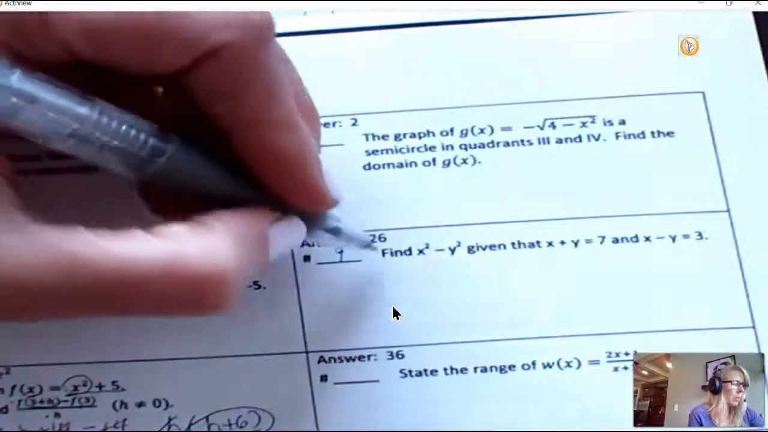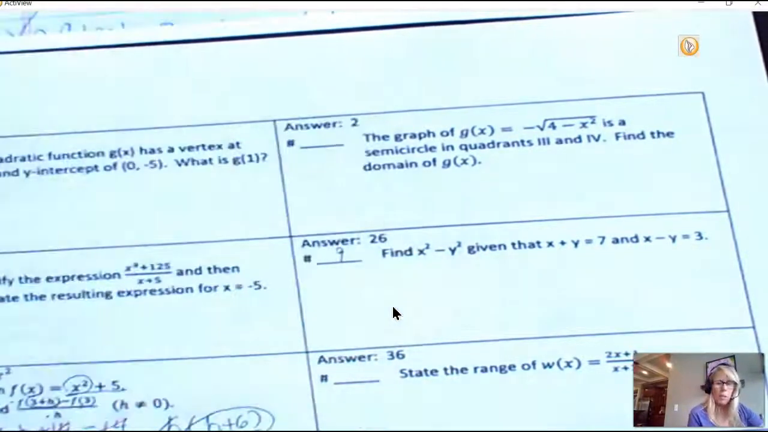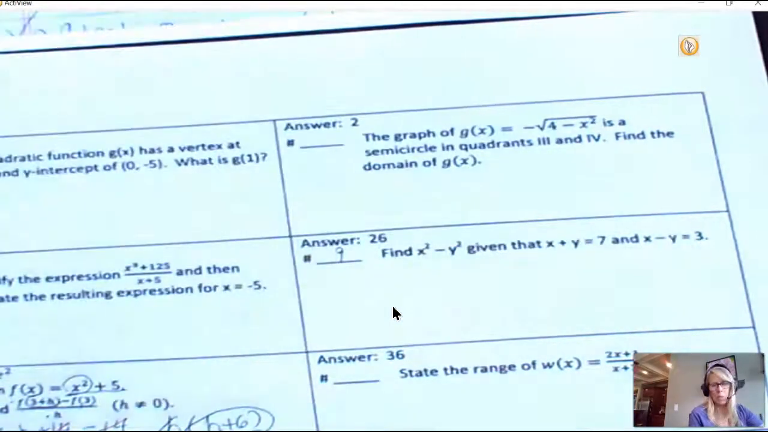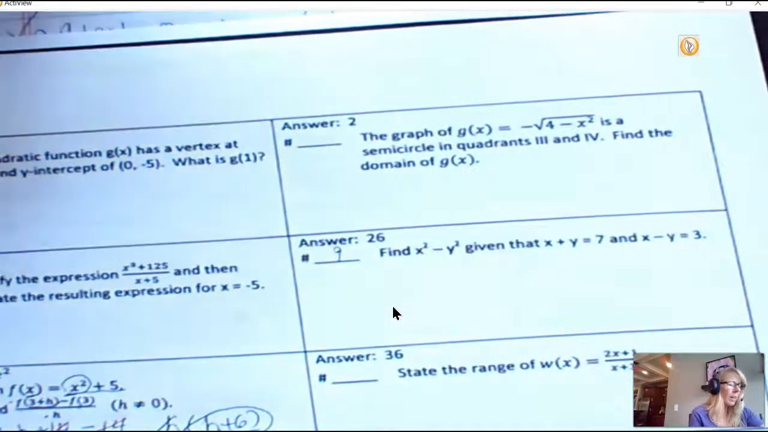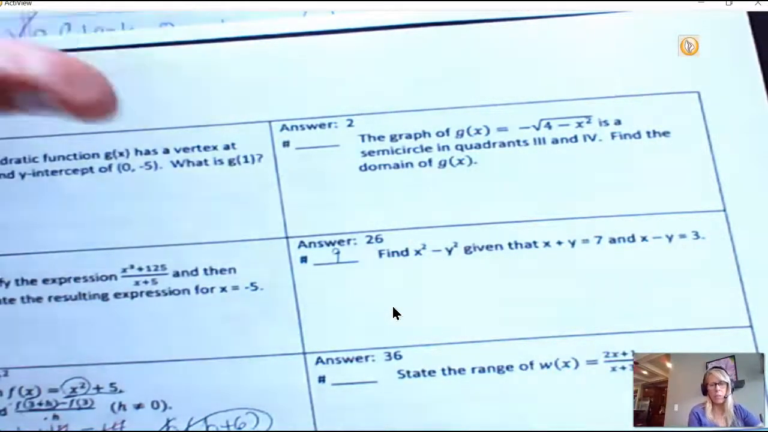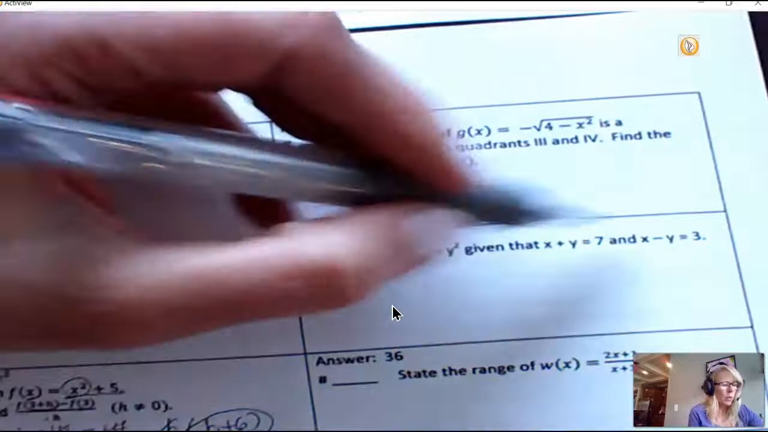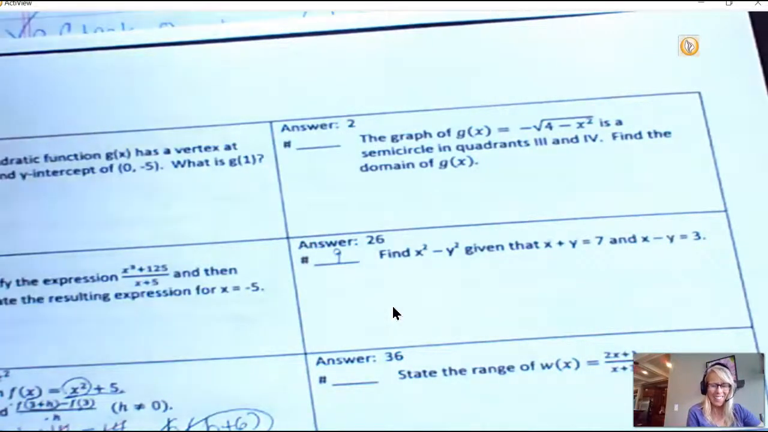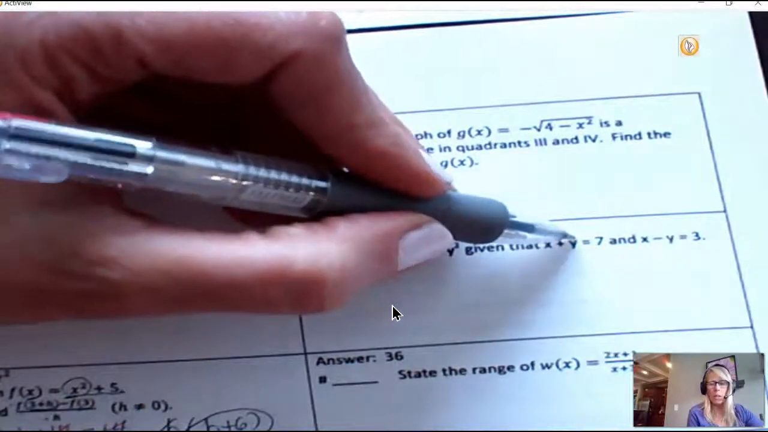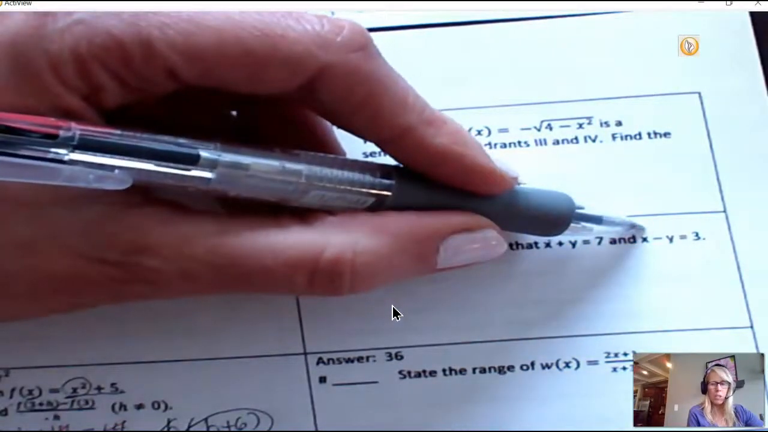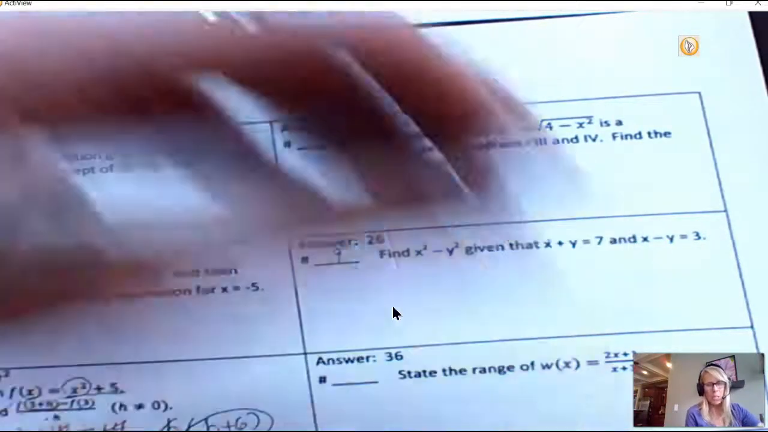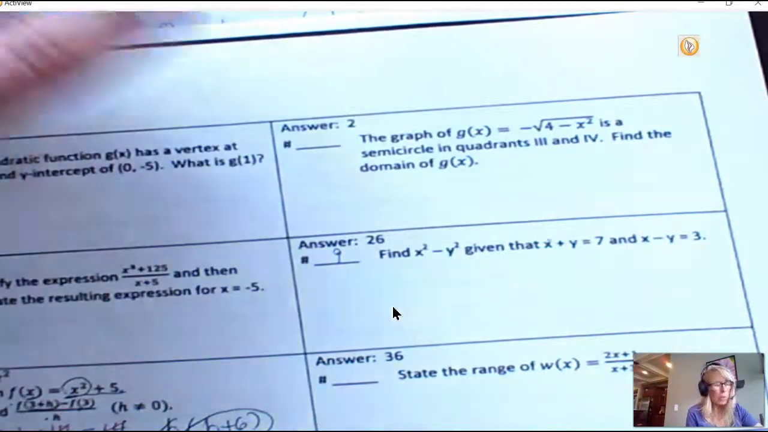All right, this one says find x squared minus y squared. But you're told that x plus y is 7, x minus y is 3. A lot of you can figure out what x and y are just by looking at that. You've just got that mathematical head. Some of you are like, I'm not sure about that. You can solve for x and solve for y either by using these two equations using elimination or substitution. I find elimination to be the easiest for this one. Either way would be fine.